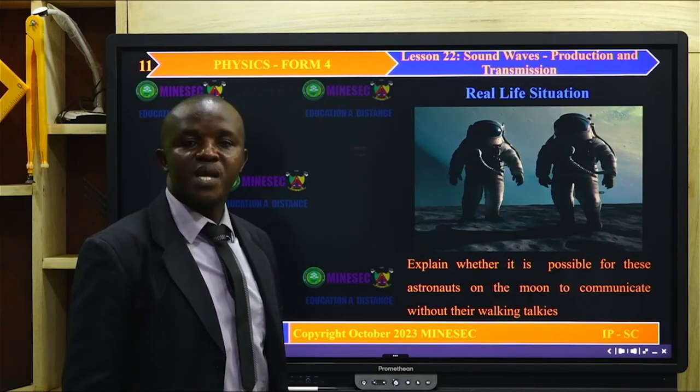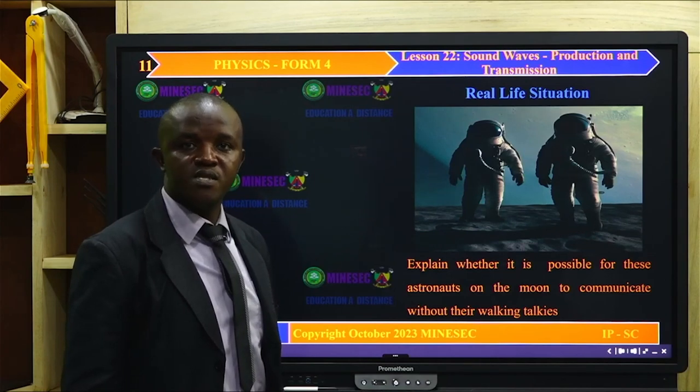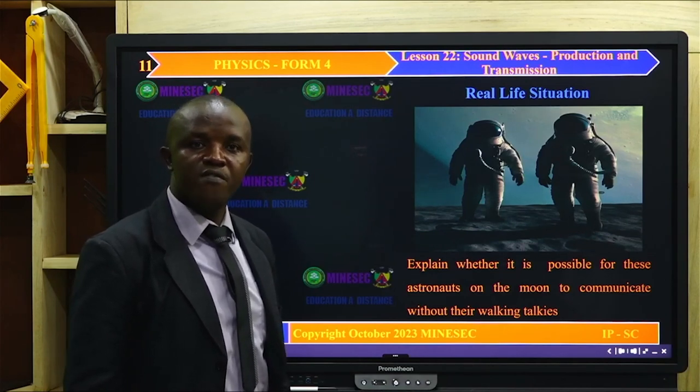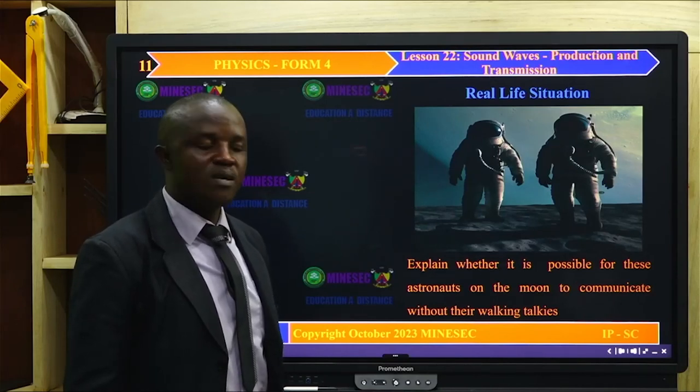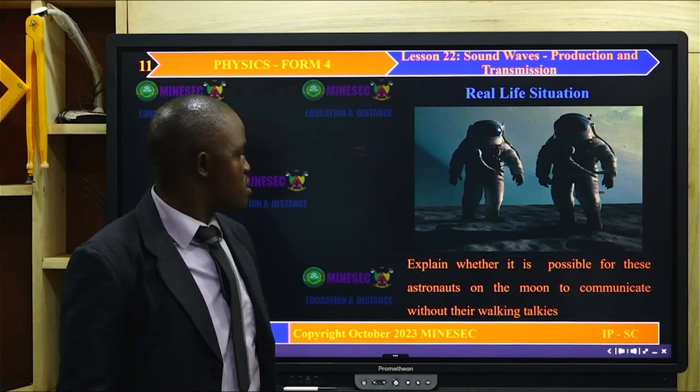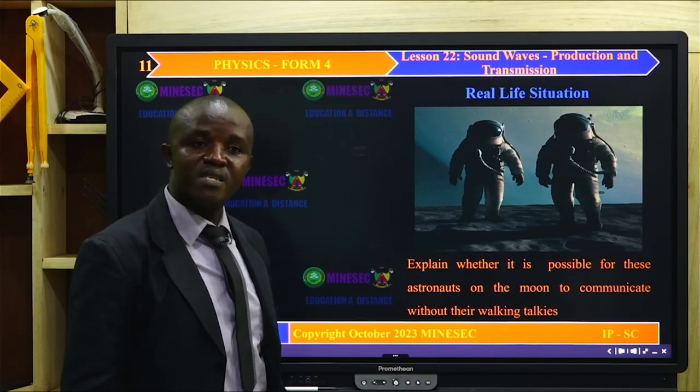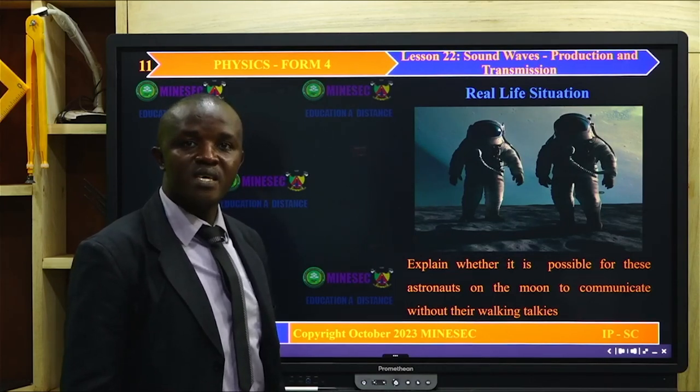I expect that by the time that we go to the end of this learning activity, we must have acquired enough information to be able to explain in an informed manner whether or not these astronauts will be able to communicate without their walkie-talkie.